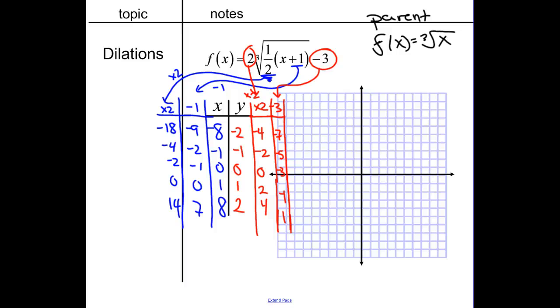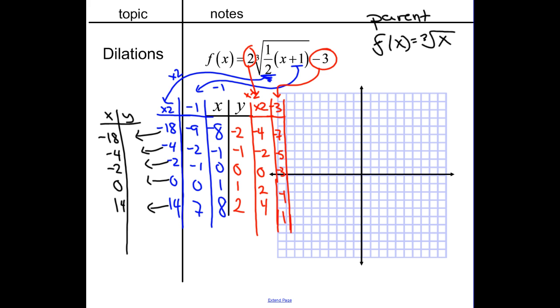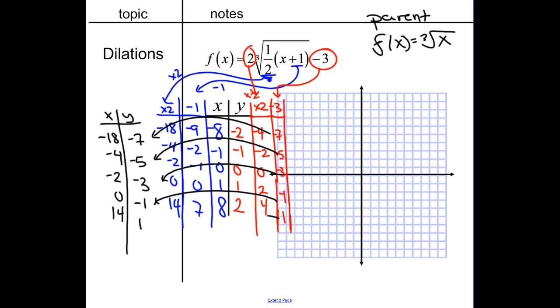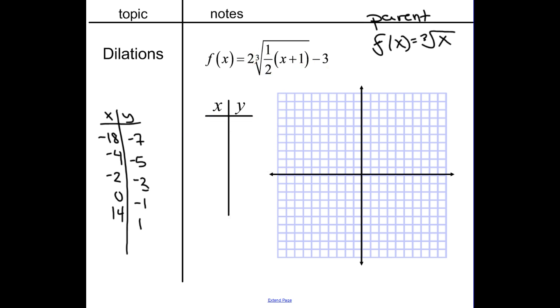So I'm going to show over here my table. This got a little messed up here, x and y. My new x's are -18, -4, -2, 0, 14. Notice I just took these pieces over there. My y values are going to be -7, -5, -3, -1, and 1. Again, we're taking our pieces from over here and we're putting them over. Now since I have some pretty big numbers in my x values, I'm going to graph my x's going by 2's.